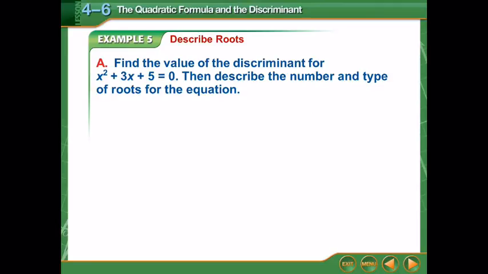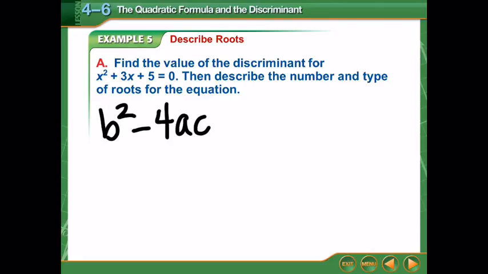Okay, so on example 5, it says find the value of the discriminant for this equation and describe the number and type of roots for the equation. So we are only going to do the discriminant, which is b squared minus 4ac, and we're going to look at that value and determine what type of solution there would be based on that chart.